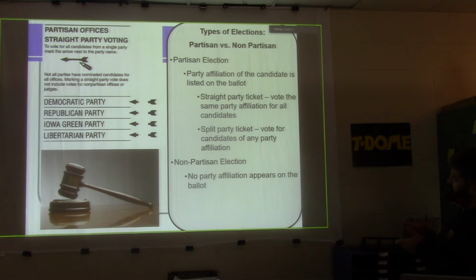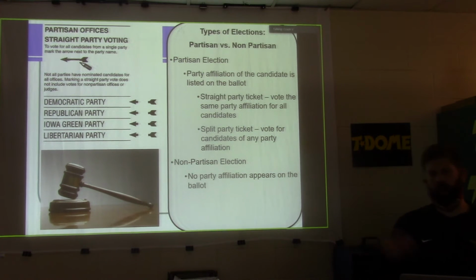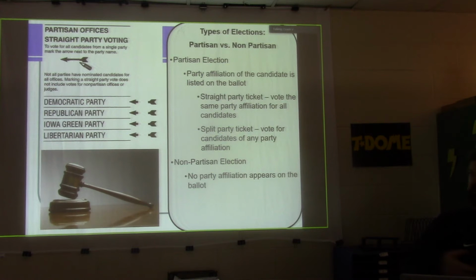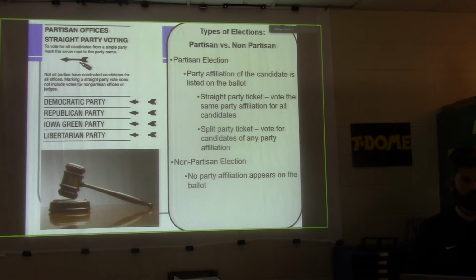So types of elections, partisan versus nonpartisan. We have a partisan election. So when you see partisan, it means party, okay? Talking about a political party. And when you see nonpartisan, it means no party. So partisan, party affiliation of the candidate is listed on the ballot. So you would be able to see if I was a Democrat or Republican or a third party candidate.